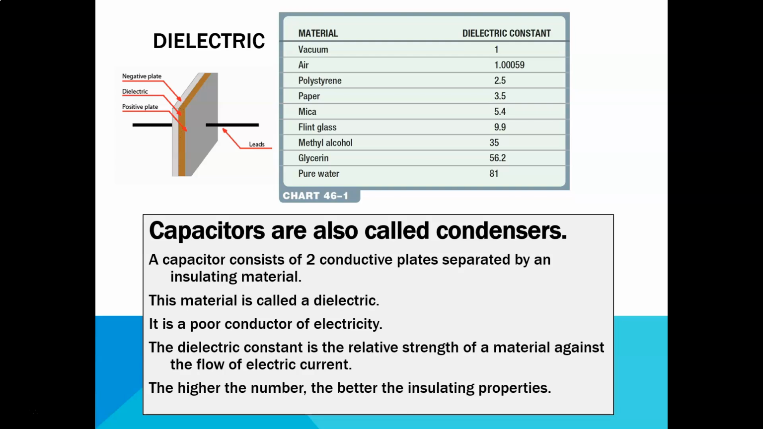All right, so a capacitor consists of two conductive plates separated by an insulating material. That material is the dielectric. It's a poor conductor of electricity. The dielectric constant is the relative strength of the material against the flow of electrical current. The higher the number, the better the insulating properties.